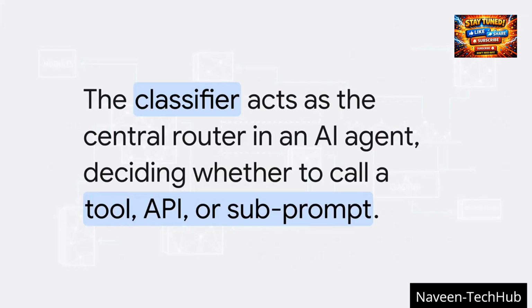actionable data. And this is where it all comes together in today's most advanced AI agents. The classifier acts as the central router, really the brain of the whole operation. It takes the user's first query and makes that critical first decision. Which tool should I use? Do I need to get more data? Or should I pass this off to a more specialized prompt? It is the orchestrator of the entire workflow.